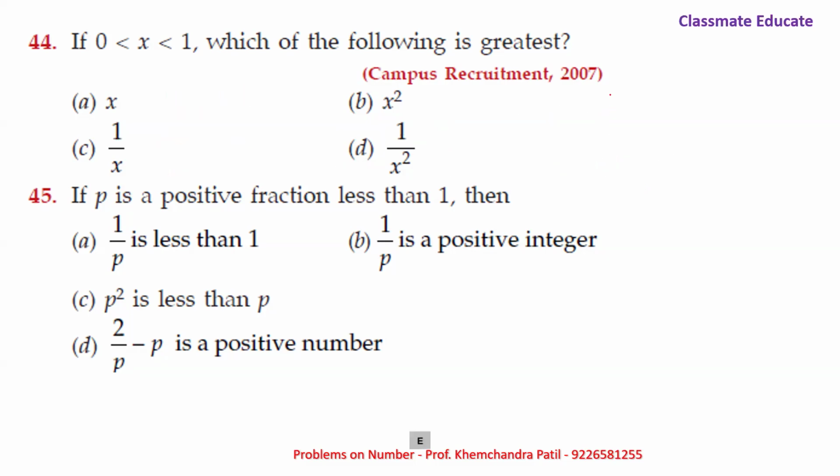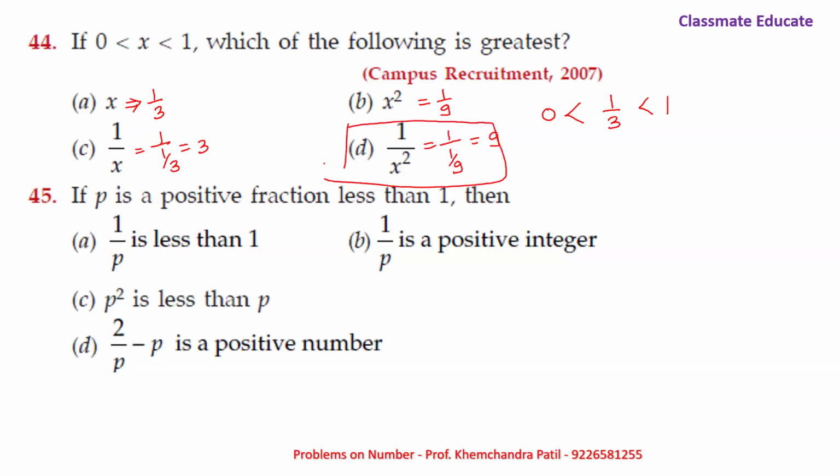Other than this, suppose you assume 1 by 3, which is also greater than 0 and less than 1. 1 by 3 fraction नहीं है. x square, that means 1 by 3 square, is 1 by 9. 1 upon 1 by 3 is equal to 3. And 1 upon 1 by 3 square, that means 1 upon 1 by 9, is equal to 9. So which is the greatest value again? Option D. Option D is your answer.